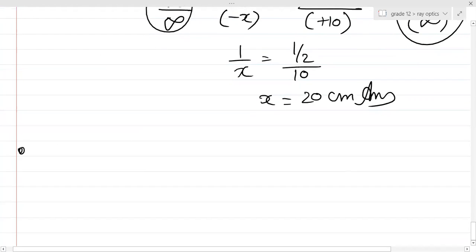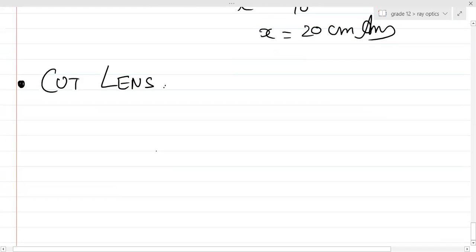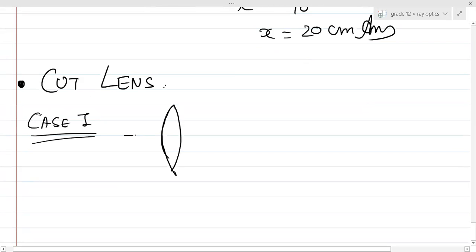Chal. The last heading of this topic is basically cut lens. After this, there is one combination of thin lens and mirrors, but we'll do that later. That is a very advanced portion. Anyways, that is mains, but not as of now, so no problem. So, cut lens. Guys, suppose there is case one. If I have a lens like this, and if I cut it like this, what will happen? This lens will be divided in two parts.